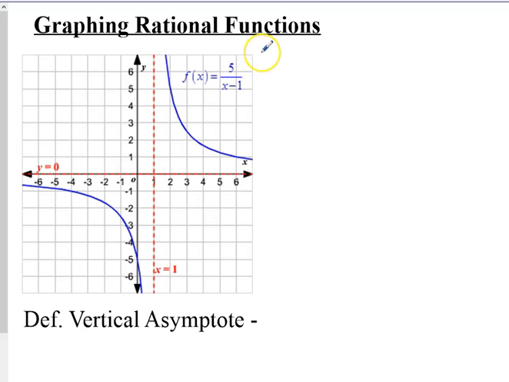In this recording, we're going to learn how to graph rational functions. So oftentimes rational functions will look something like this. They will have one or more curves that are bound by what are called asymptotes. And we're going to define vertical and horizontal asymptotes.